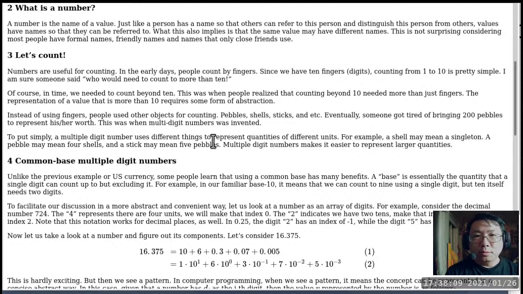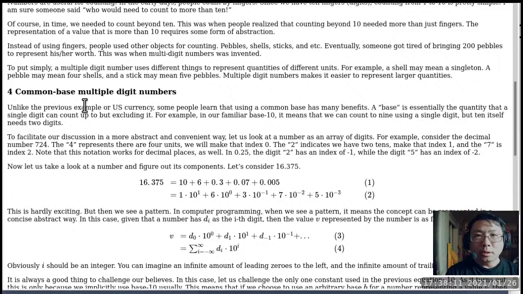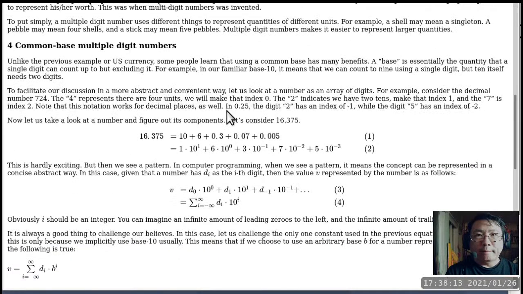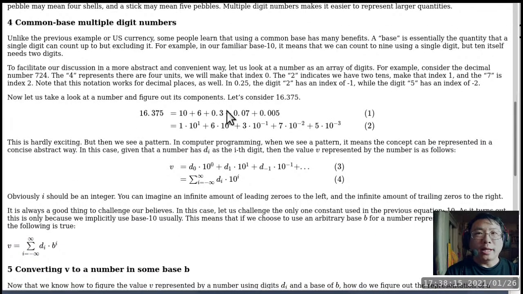In section 4, we talk about what I call a common base multiple digit number. The whole idea is to look at this particular value, which is 16.375. The way we look at this quote-unquote number is we can break it up into 10 plus 6 plus 0.3 plus 0.07 plus 0.005. And you guys go, yeah, but we know this stuff already.